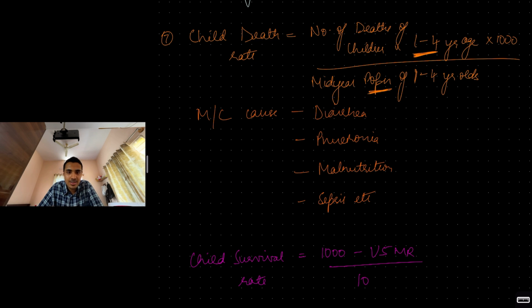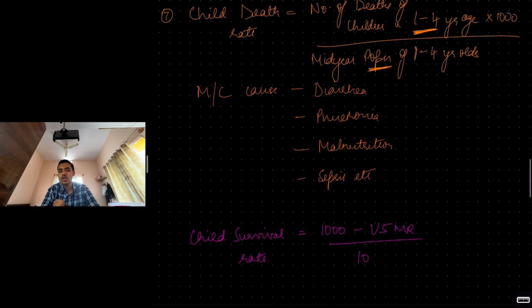Now, child death rate is not child mortality rate. I don't know why it's given like this, but that is how community medicine is. Child death rate is the number of deaths of children aged between 1 to 4 years old divided by not live births. You can't put live births because 1 to 4 years old does not include live births, right? And for a rate, the numerator has to be a part of the denominator. So you will take the mid-year population of 1 to 4 years old into 1000. So this is child death rate.